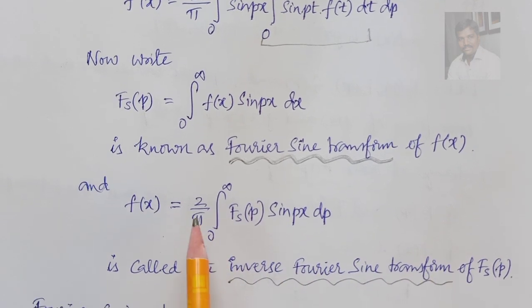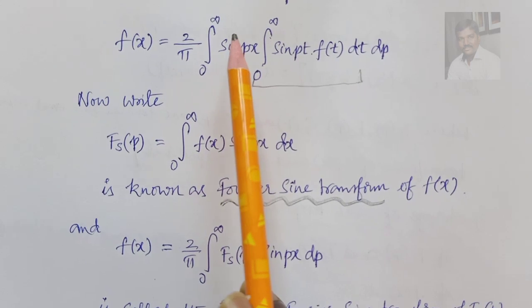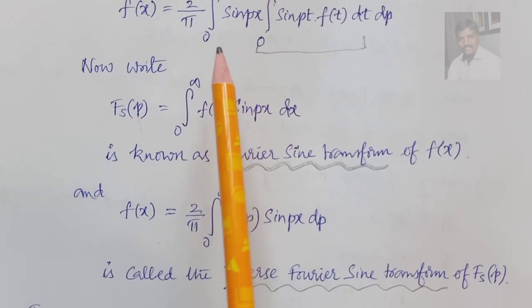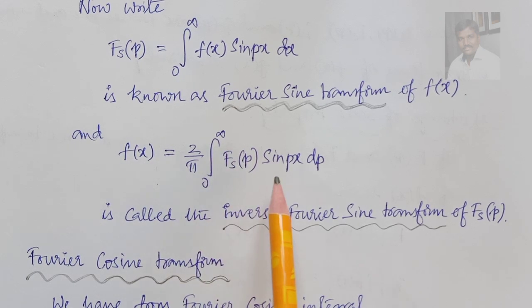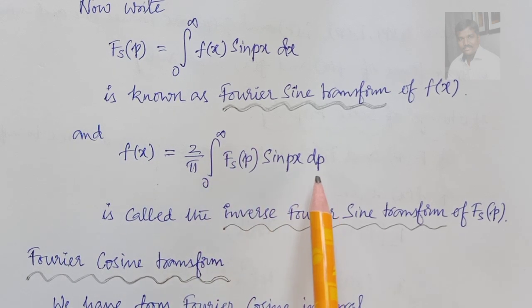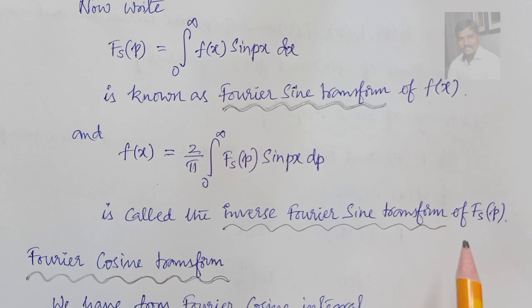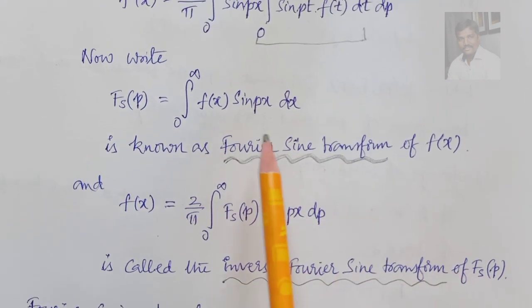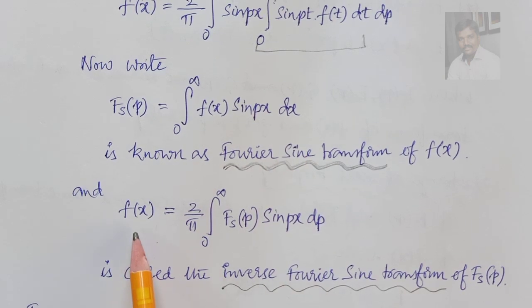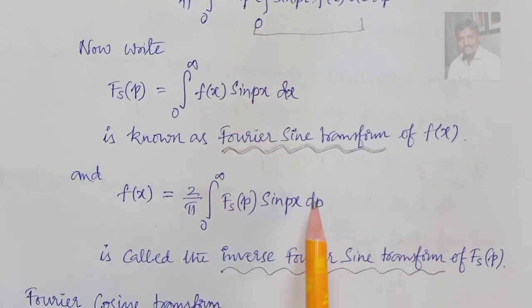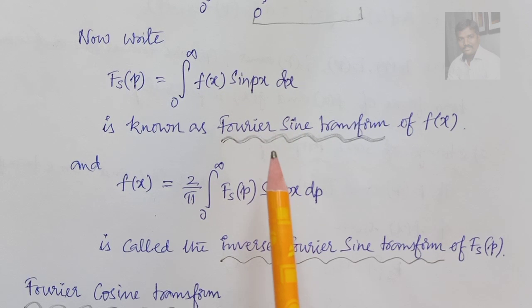So f of x is equal to 2 by pi integral 0 to infinity Fs of p into sine px dp is called the inverse Fourier sine transform of Fs of p. The Fourier sine transform is with respect to x and the inverse Fourier sine transform is with respect to p. This is the difference you can observe in these two.